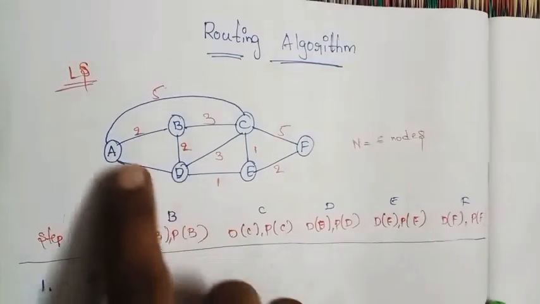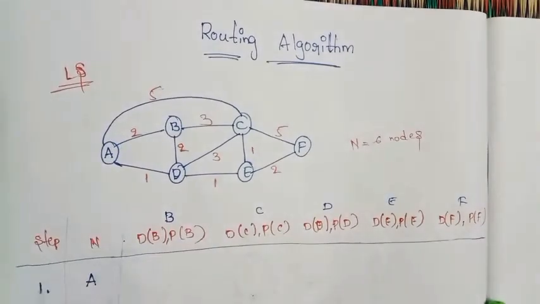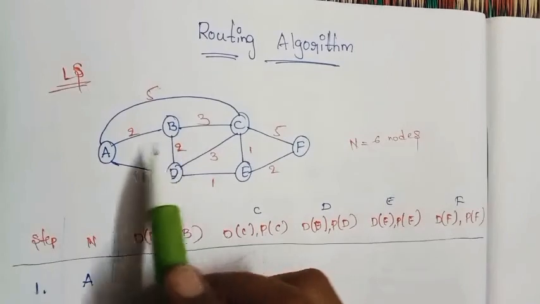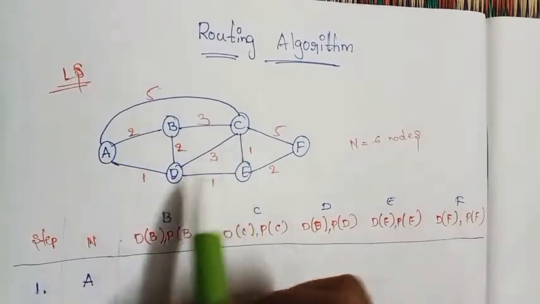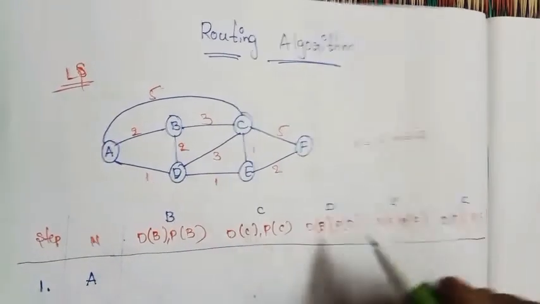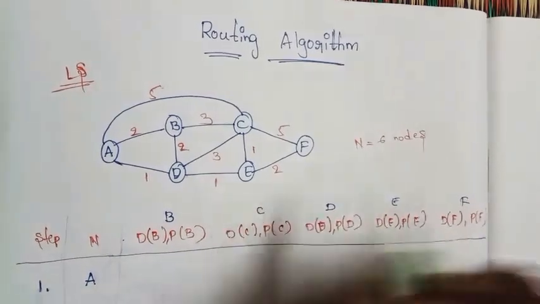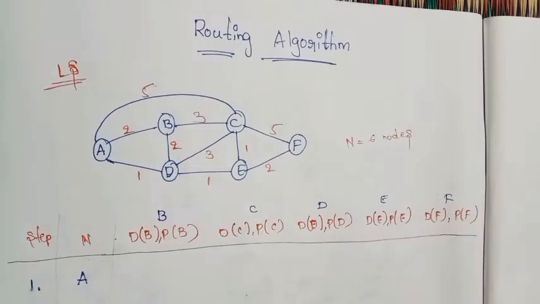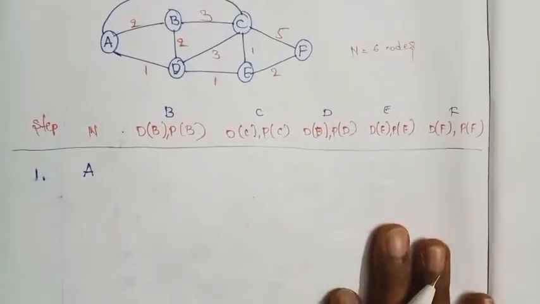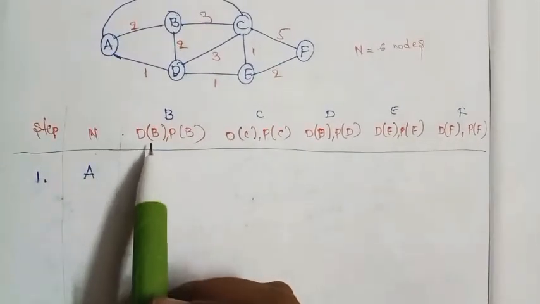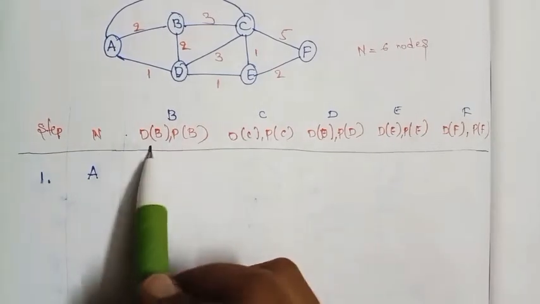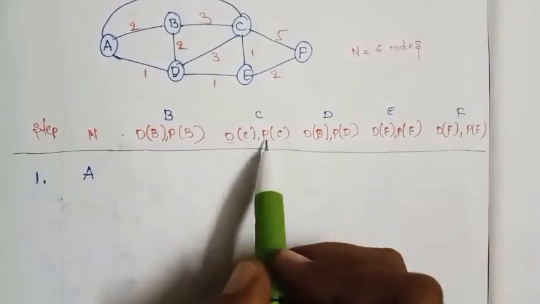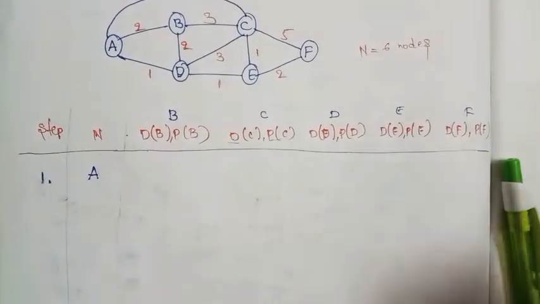Now see the example for the link state routing algorithm. This is the graph which they gave here. A, B, C, D, E, and F are the nodes, so there are 6 nodes. Now we are going to implement the link state algorithm through the following table, guys. This is the table with the destination node and previous node, and for each and every node I just wrote the destination and previous. Now see how to write it, guys.